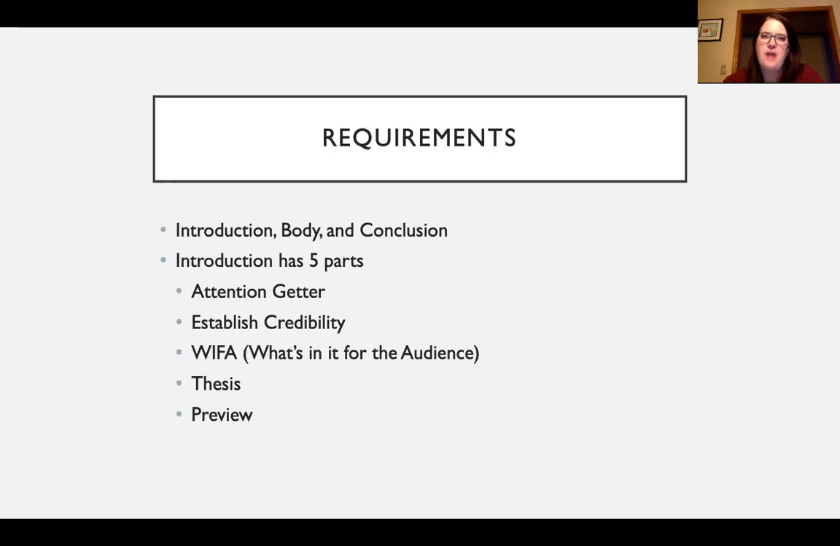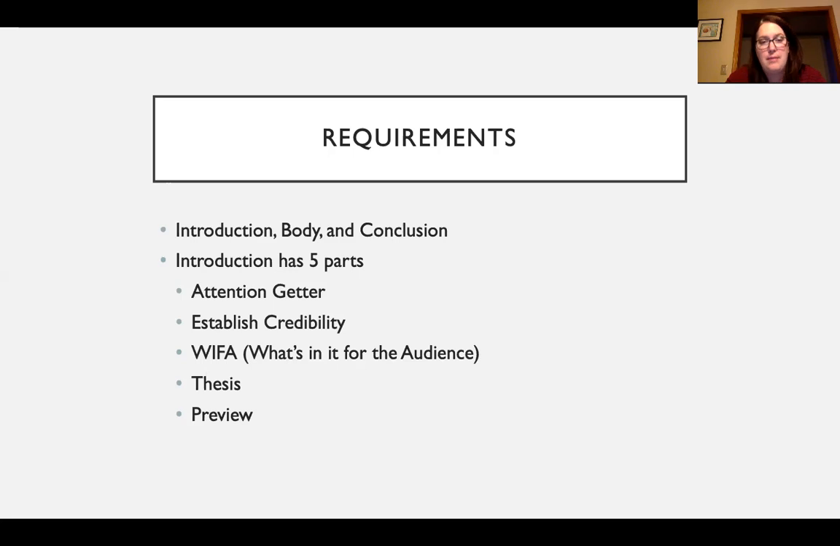So the attention getter has to come first. After that, I generally suggest that you pretty quickly introduce what the topic is, as well as why you're qualified to talk about it, why your audience should care. And that's where these three next parts kind of come into play. And really you can organize them in a way that makes sense for your speech.